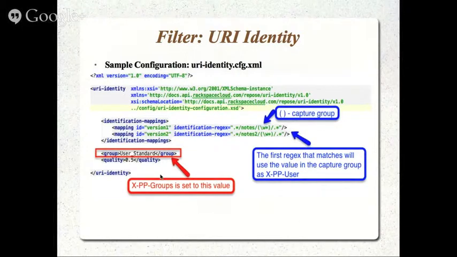So if we're rate limiting somebody, then it's a way for us to identify that person. So rate limiting uses two key headers, XPP user, XPP groups. These four filters are a way to populate those headers. All four of these identity filters, their sole responsibility is how do you want to populate these two headers, which are used in rate limiting.